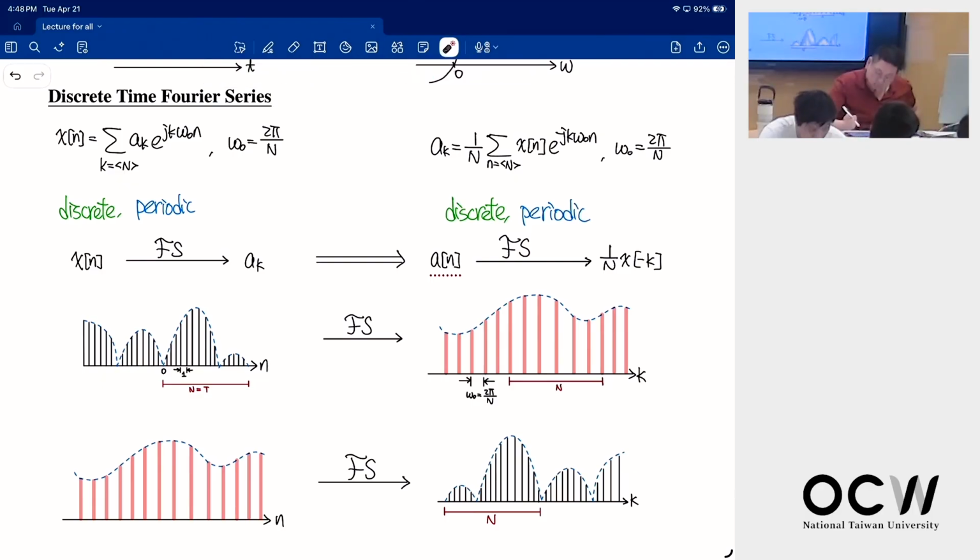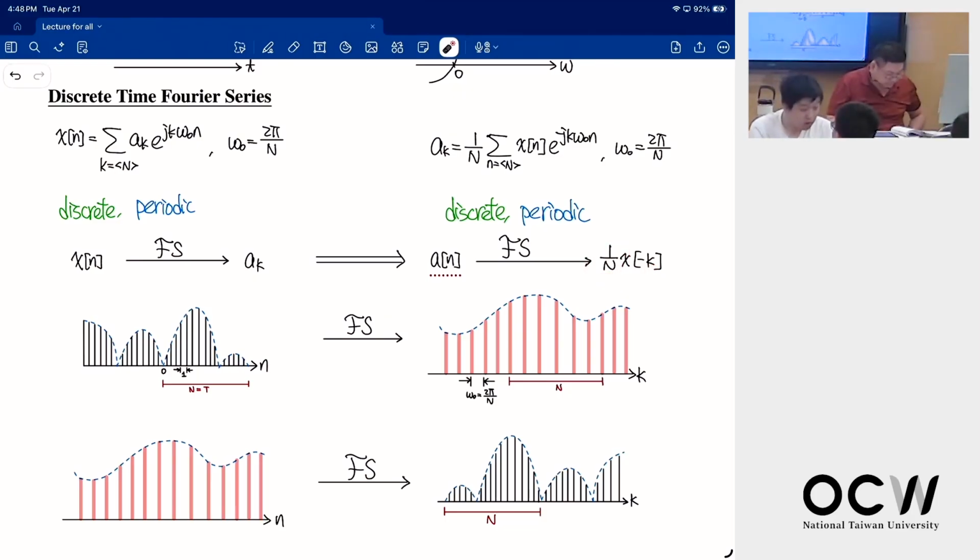Okay, so since in two domains they are discrete and also periodic, so I can take the Fourier series in the frequency domain, and in this frequency domain, I have this discrete as our time domain and do the Fourier series again. In this case, they will also reverse, go back to the original signal that reversed, but the scaling is 1 over n.